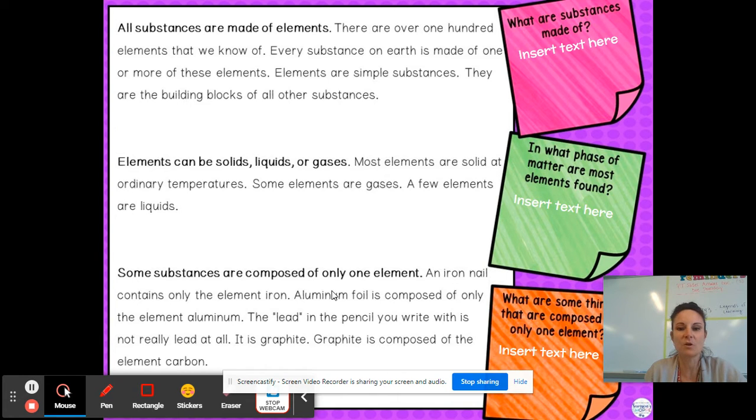Some substances are composed of only one element. An iron nail contains only the element iron. Aluminum foil is composed of only the element aluminum. The lead in the pencil you write is not really lead at all, it is graphite. Graphite is composed of the element carbon. So once again, you can stop here at slide 3 and answer questions or continue ahead.